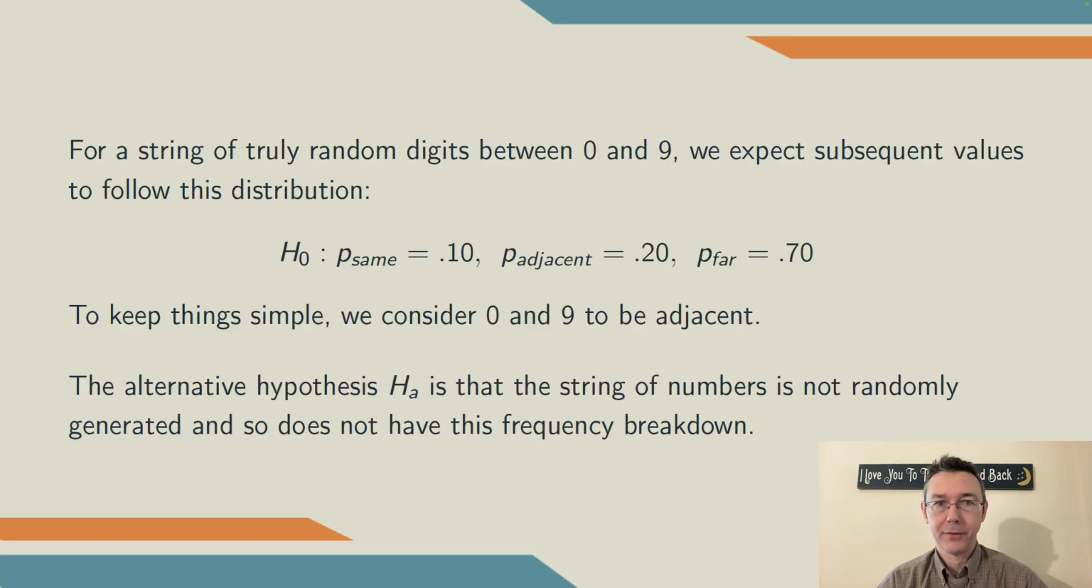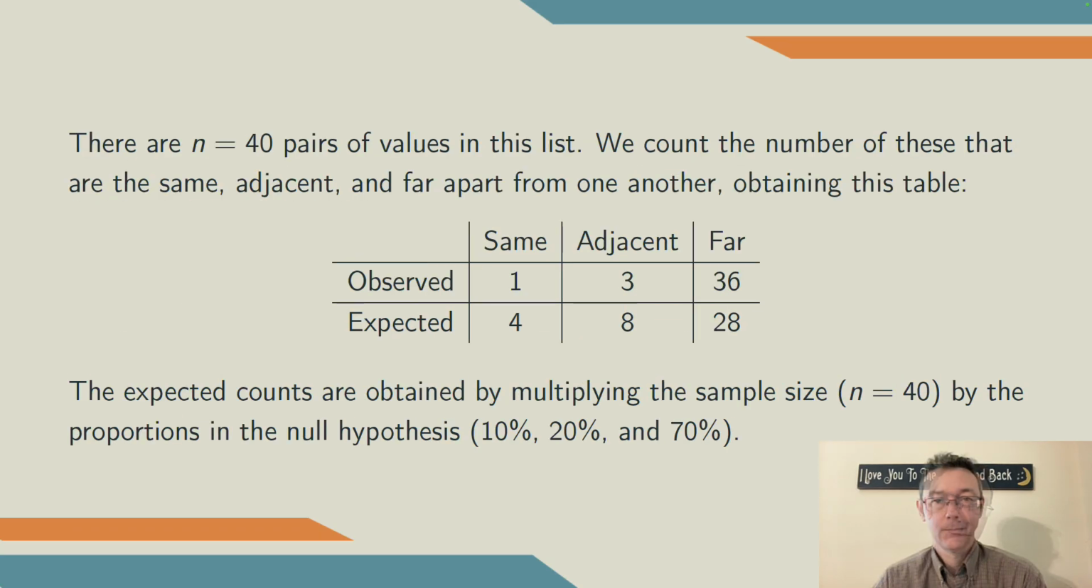The alternative hypothesis here is just going to be that the string of digits is not randomly generated and therefore does not have this frequency breakdown. Since there are 41 digits in our list, there are 40 pairs of values. If we go through that set of 40 pairs and count the number that are identical, differ by 1, and that are far apart, we find 1, 3, and 36 respectively. On the other hand, if the sequence of digits really is randomly generated, we expect to have 4 the same, 8 adjacent, and 28 far away. There I'm doing 10%, 20%, and 70% of 40, respectively.